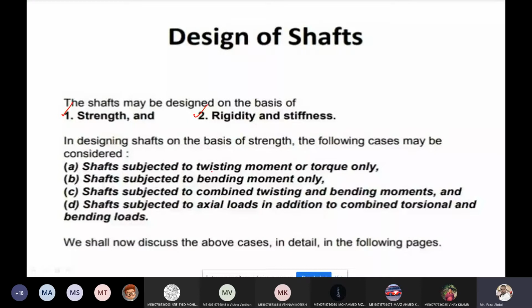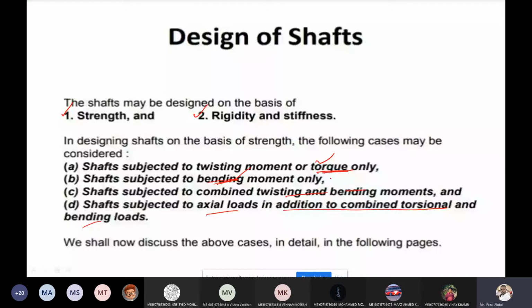Design of shaft subjected to pure twisting, means pure torque, and the next case is the shaft subjected to pure bending. The third case is a combination of torque as well as bending. And the fourth one is a shaft subjected to axial loads in addition to the combination of torsion and bending. We were discussing this in the last classes, so this theory part is also over.